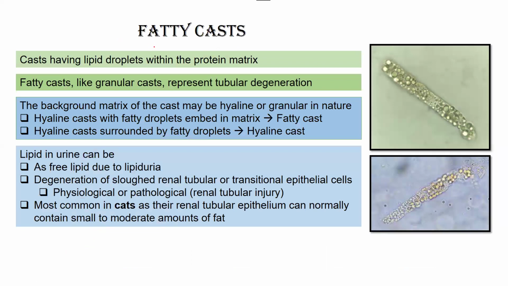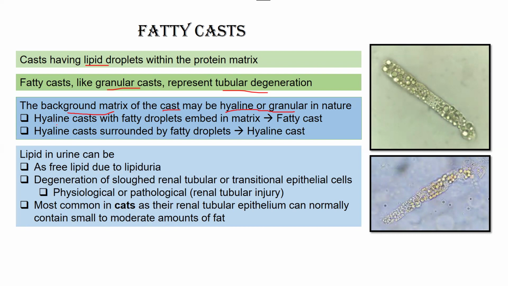Next we have fatty casts. Fatty casts are casts that have lipid droplets within the protein matrix. Fatty casts, like granular casts, represent tubular degeneration. So basically both of these represent tubular degeneration. The background matrix of fatty casts is hyaline or granular in nature. The only difference between these two and fatty casts is that if fat droplets get embedded in these casts, they convert to fatty casts.